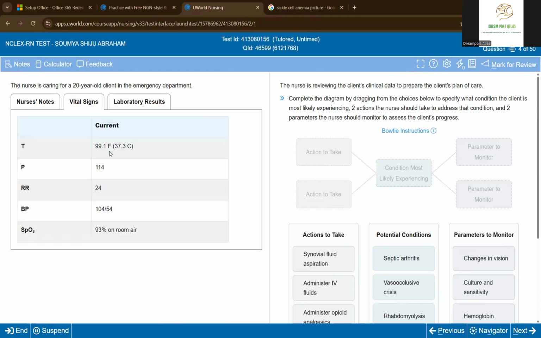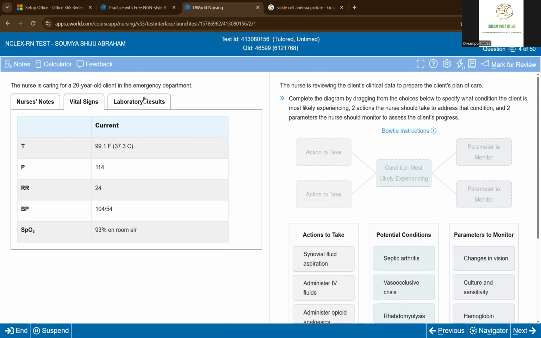We can look for the vital signs. Temperature 99.1 and yes, pulse rate is 140. We know that it is suggestive of hypoxia. We know that the normal respiratory rate is 16 to 20, and if it is greater than 20, it indicates that the client is struggling with breathing. Okay, so the respiratory rate is 24. BP is low. We know that 120/80 is the normal BP, but here the blood pressure is 104/54 only. Saturation also 93% on room air. The normal oxygen saturation on room air is 95%, but here it is less, 93%.